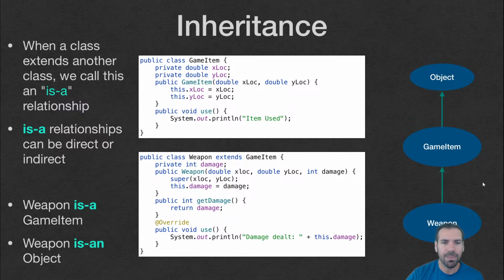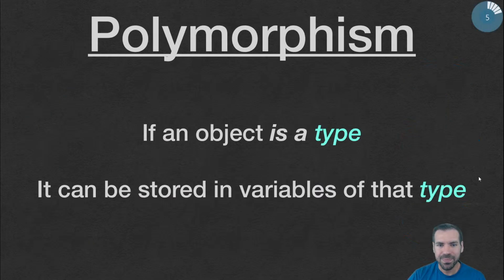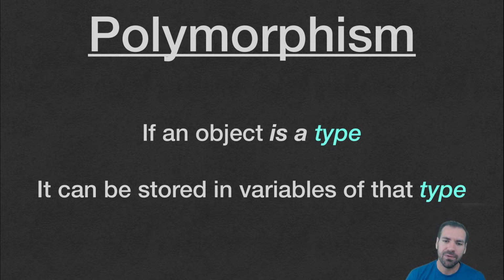And this brings us to what polymorphism really is. If an object is a type, it can be stored in variables of that type. And this is how we got away with IntDecreasing being stored in a variable of type Comparator<T>, where in that case T was Integer, because IntDecreasing extends Comparator<Integer>. So it is a Comparator<Integer>. It can be stored in variables of that type. And that's polymorphism. You now know polymorphism. So that's it. Lecture's over. We can wrap it up.